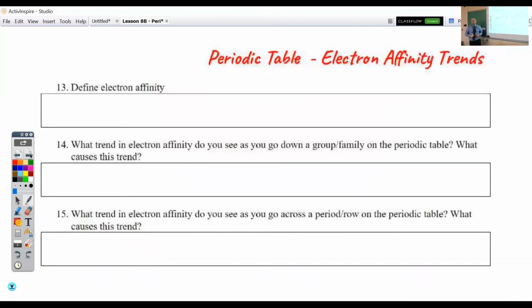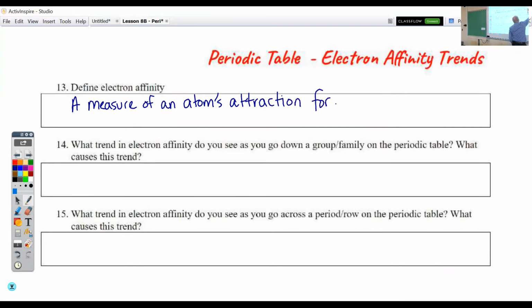Okay, on to our last part here. So this talks about electron affinity: how strongly an atom is attracting electrons, bringing electrons in toward itself. So electron affinity, a measure of an atom's attraction for electrons.